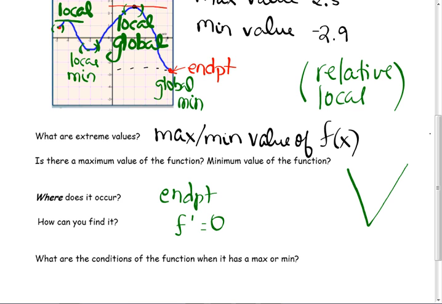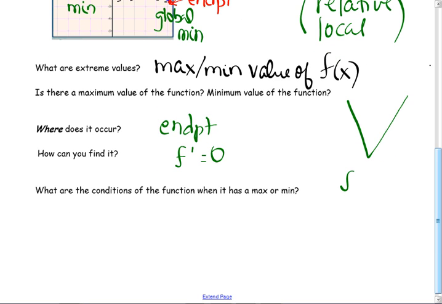How about a sharp corner? Absolute value, that's a minimum. What's with the derivative here? Does not exist. Okay? Is that okay, Jack? These are where max mins occur.